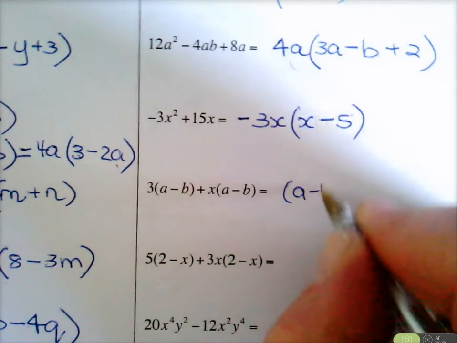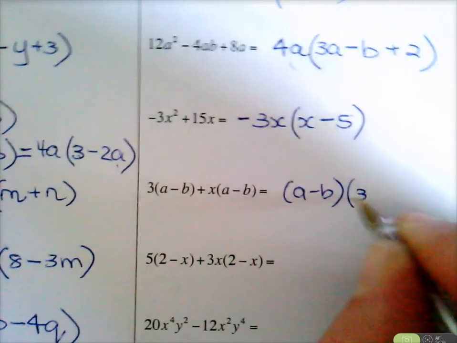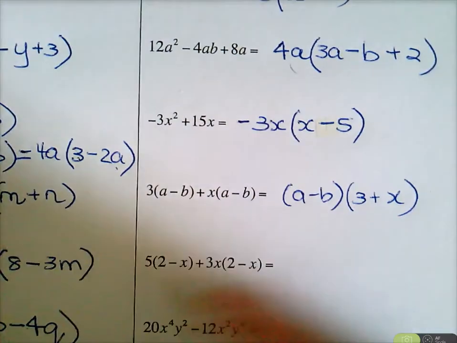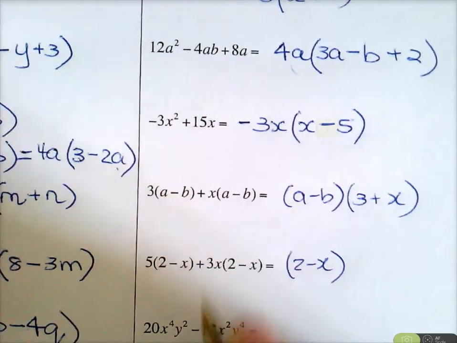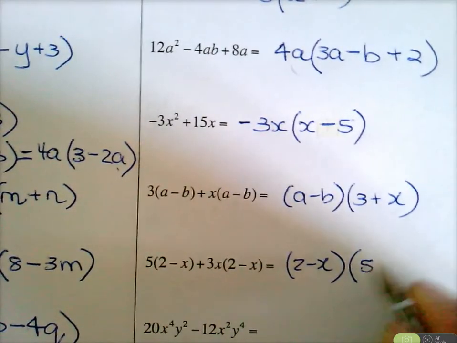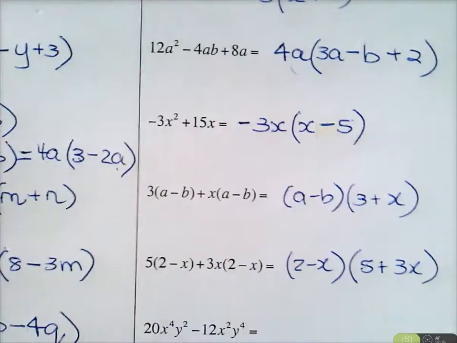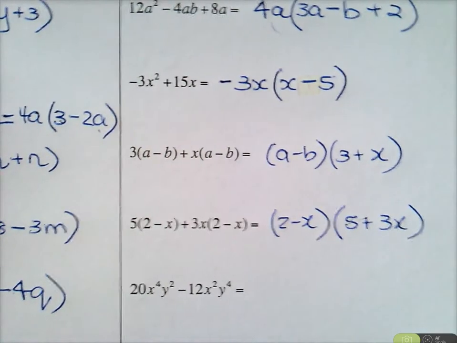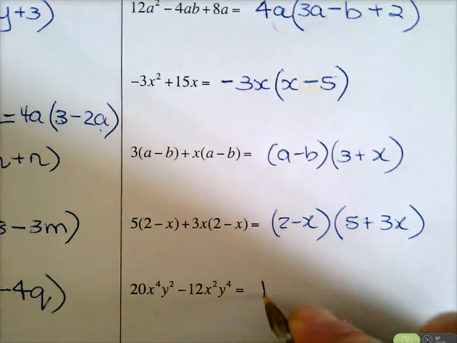A minus b is in common. What's left over? 3 plus x. 2 minus x is in common. 5 plus 3x. And the last one. What's left will be a 4.